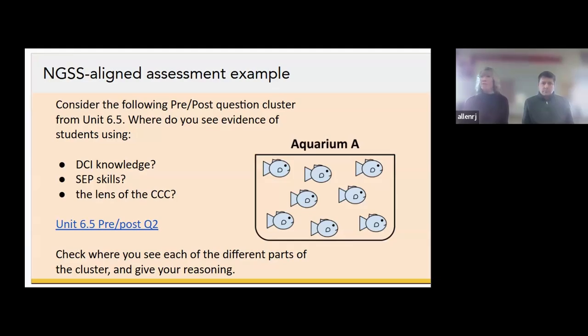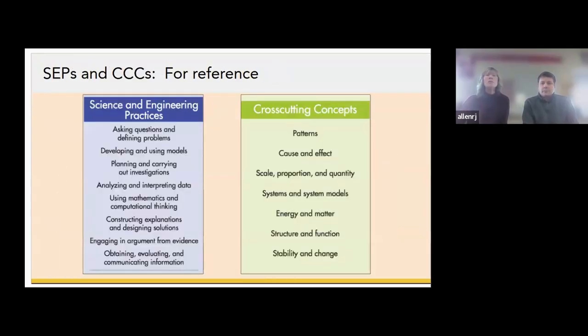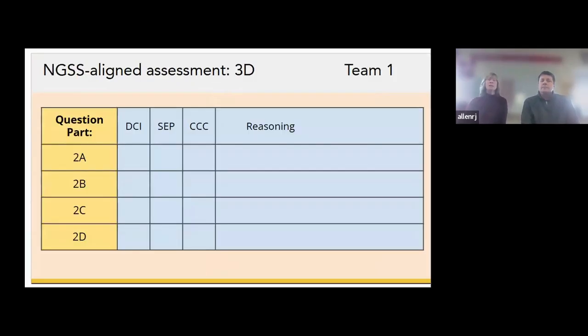How can I use cause and effect? How can I use scale, structure, function? How can I use scale and proportion? Those sorts of things. So we're going to ask you to see where you see each of these parts of the cluster and give your reasoning. If you need a review, here are some of the SEP and CCCs that you might see in this cluster. You might be seeing patterns, cause and effect at the very end, energy and matter, structure and function, those sorts of things. And then here's what you're actually going to do.